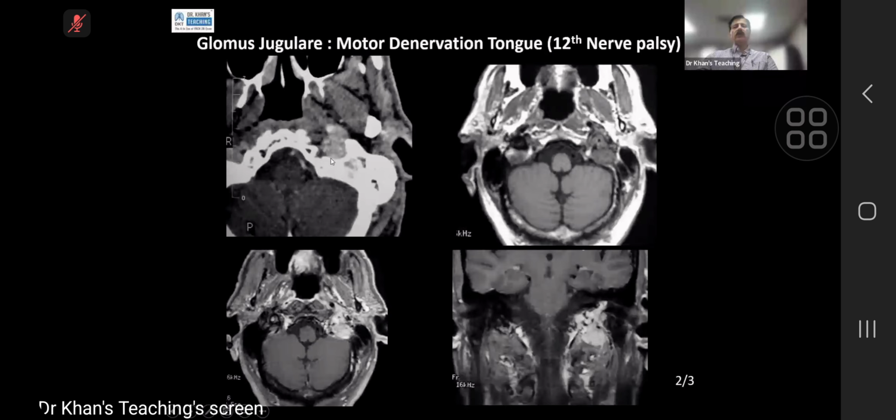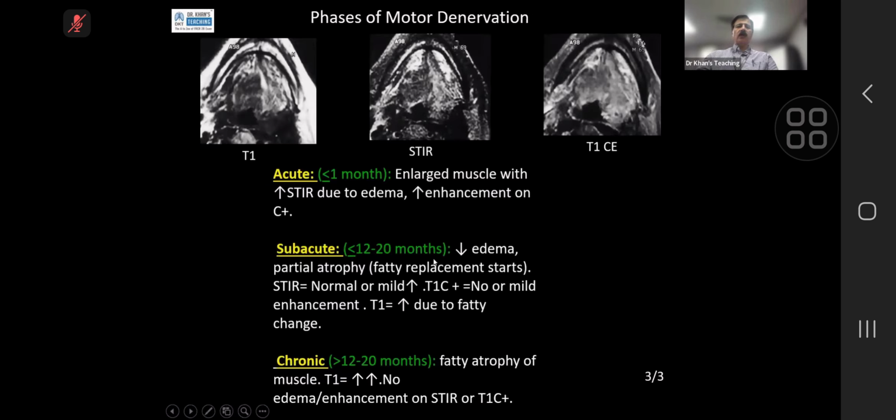As soon as the 12th nerve comes out of the hypoglossal canal, it is in the carotid space. So, of course, this was an infiltrative lesion which has caused its denervation. Now, this is the concept. You can divide the effects of denervation into acute, subacute, and chronic stages. The definition of acute is less than 1 month. Subacute is 1 to 20 months. And chronic is more than 20 months.